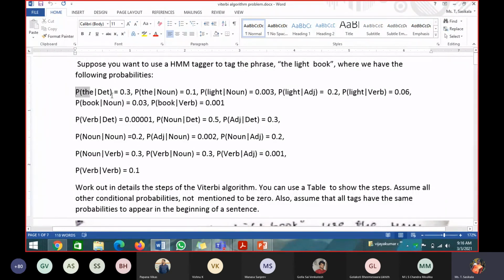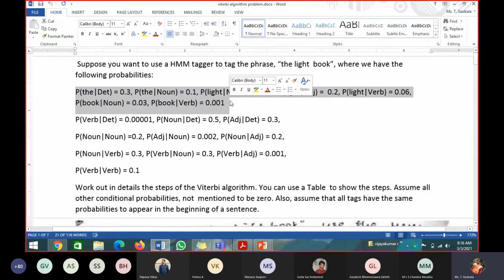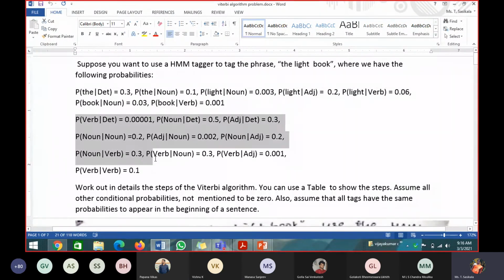What do the first 2 lines represent? Is it a word transition or tag transition probability? Word transition: P of W_i given T_i. Next, this is the tag transition probability, determiner to verb: T_i given T_(i-1). The next 4 lines belong to what probability? Tag transition. We have 2 probabilities: P of W_i given T_i into P of T_i given T_(i-1). So this is how it is given in the problem.